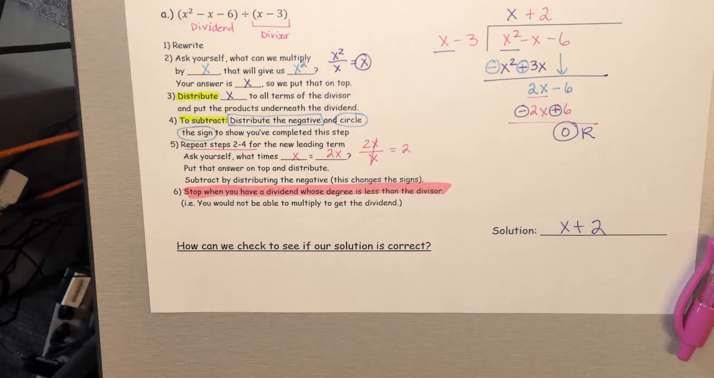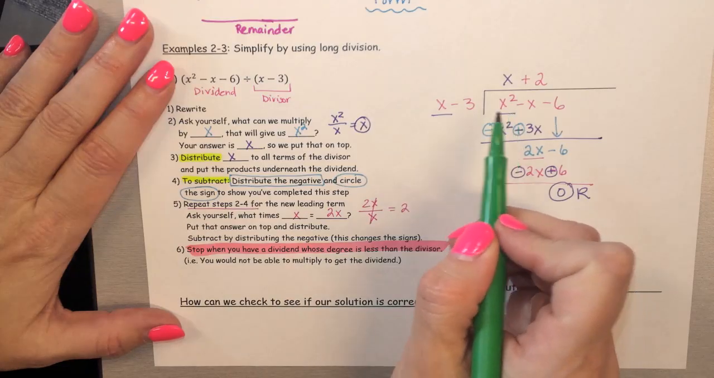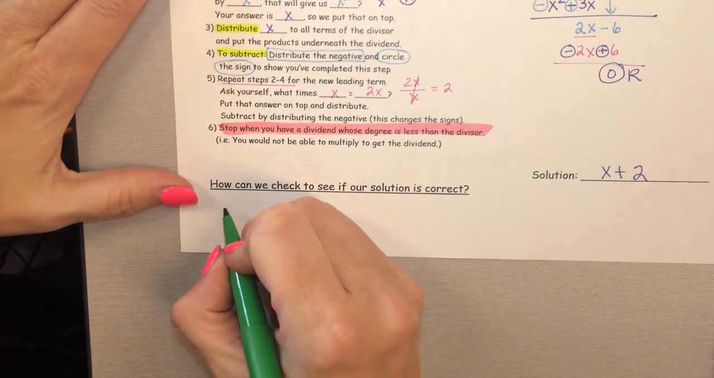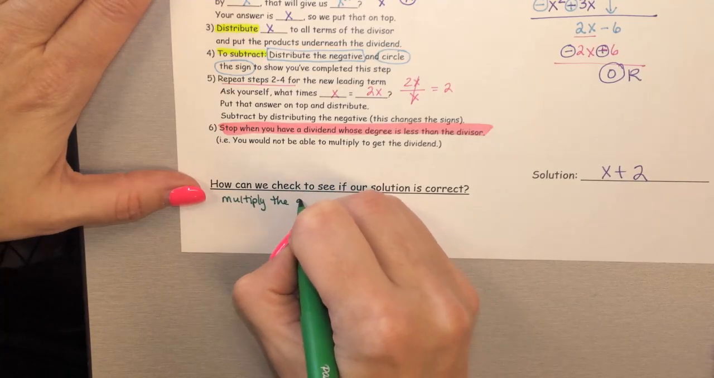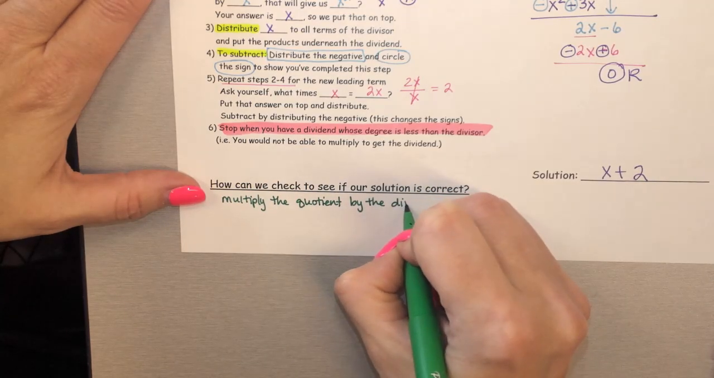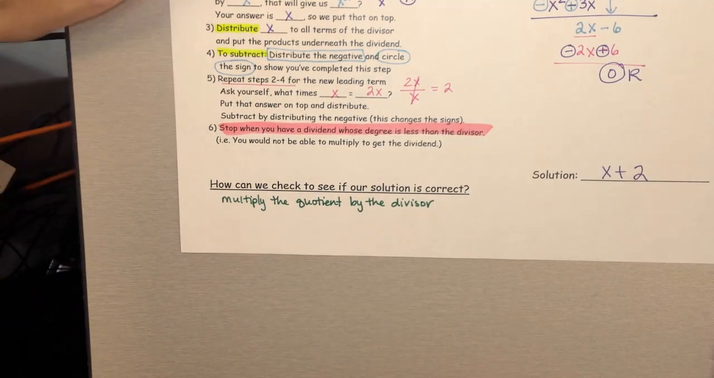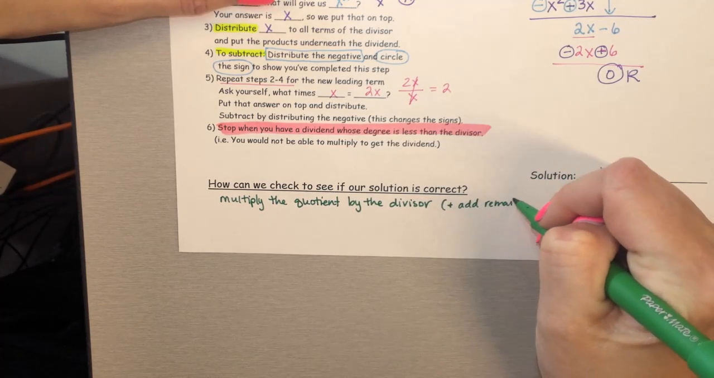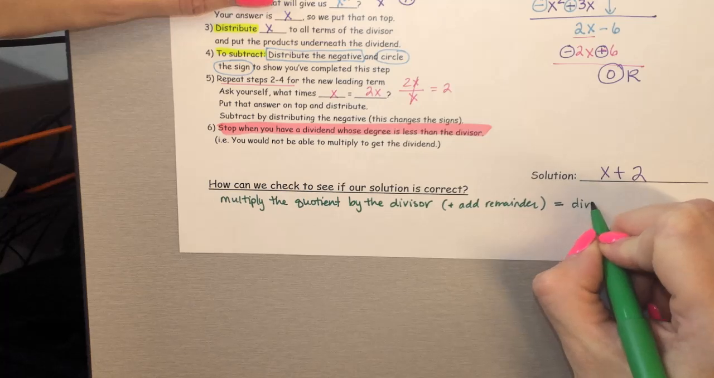Okay, so in order to see if the solution is correct, all you have to do is the multiplication, right? So if we divided this, this is our quotient, what can we multiply together? X plus 2 and x plus 3. So we can multiply the quotient by the divisor. If you have a remainder, you would add the remainder to it. And what it should be equal to is the dividend.